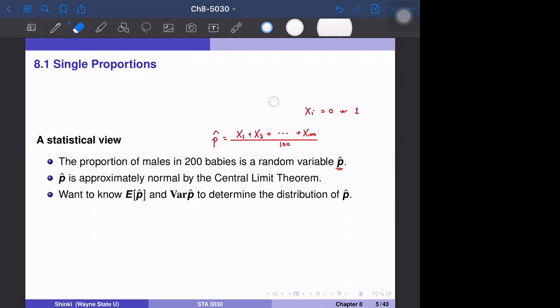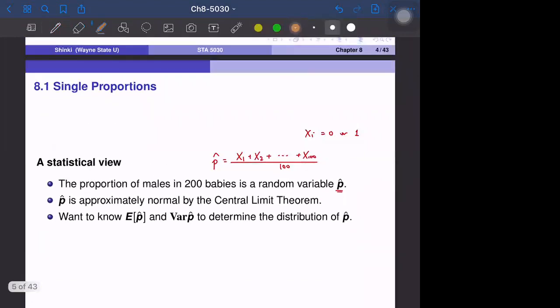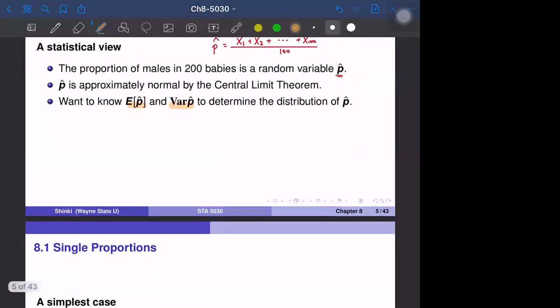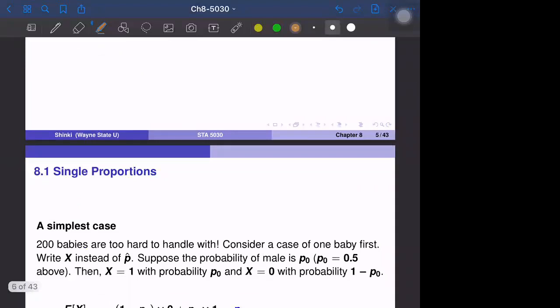To see the distribution of p hat, we have simulated it, but this becomes normal, and the expectation and the variance we can also calculate. If we know this information, then we can derive the distribution of p hat statistically. So we don't really have to do simulation every time. For complicated tests we do simulate, and that is a common procedure. But for this kind of simpler situation, the statistical theory works better.